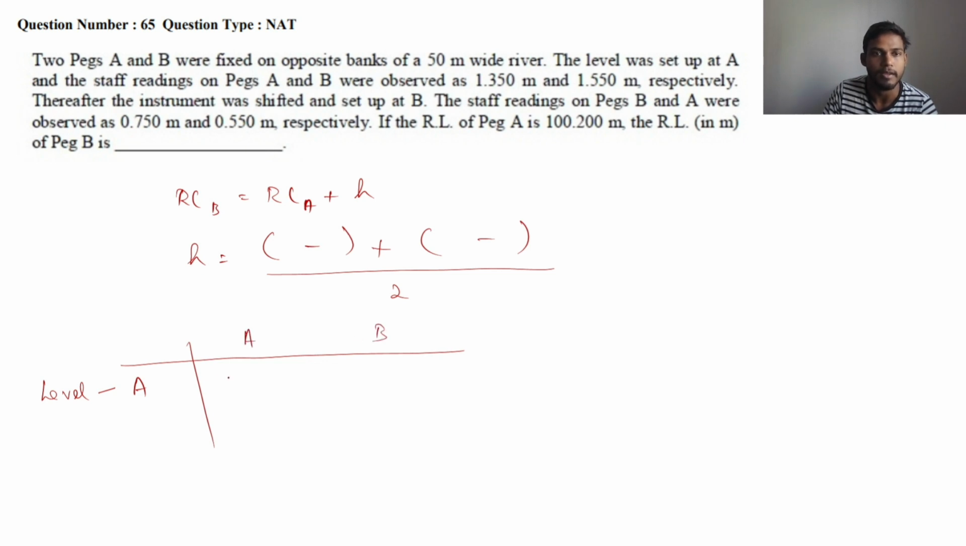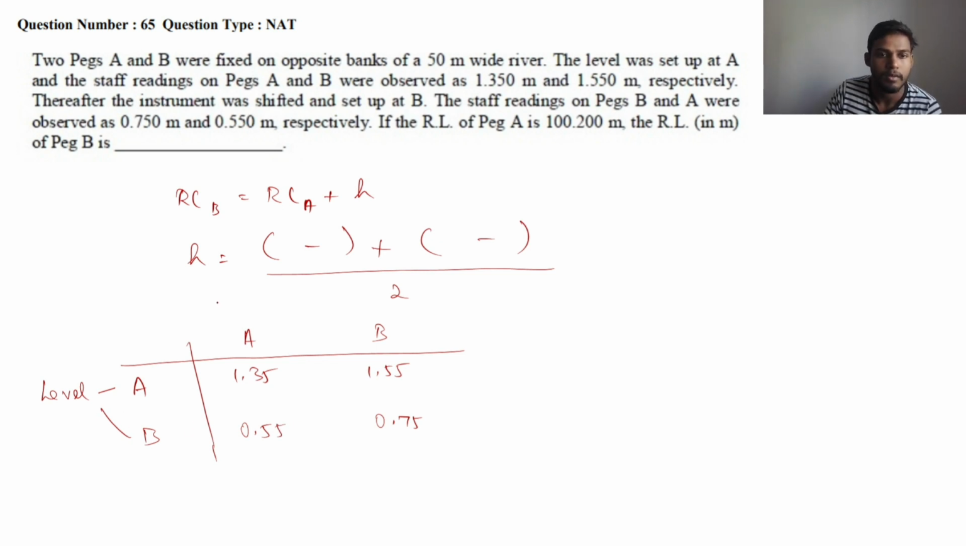Staff readings at A and B are 1.35 and 1.55. Thereafter, the instrument was shifted and set up at B. Now the staff readings are on peg B and A. So be careful here, because the first reading belongs to B and the second reading belongs to A. While writing here, be careful. First reading 0.75 on staff B, and 0.55 is the staff reading on A.